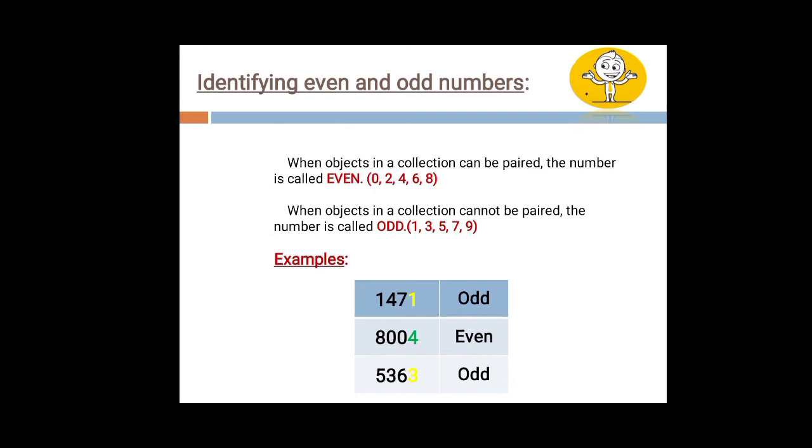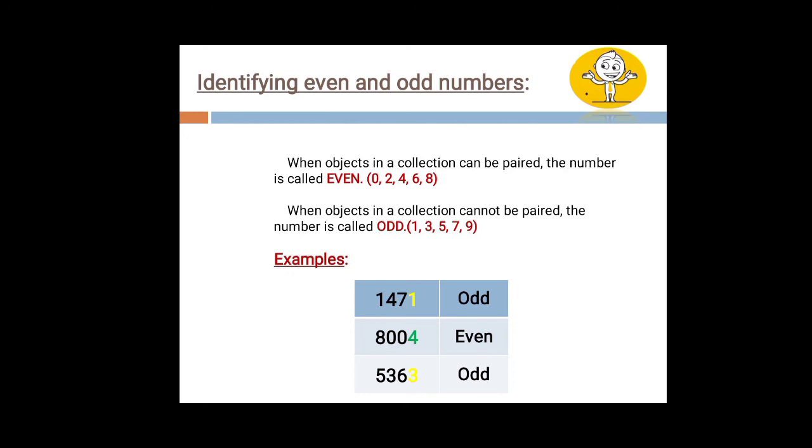When objects in a collection cannot be paired, the number is called odd. And when the number you find at the place of ones is 1, 3, 5, 7 or 9, that number will be an odd number. Let us take some examples.